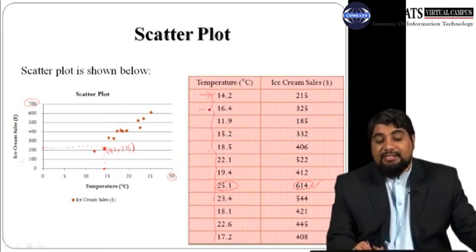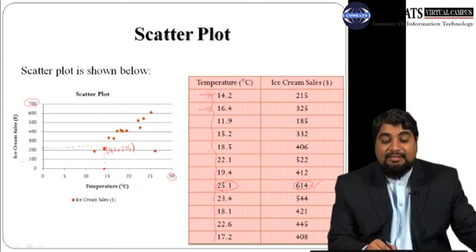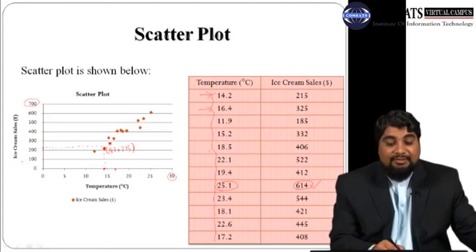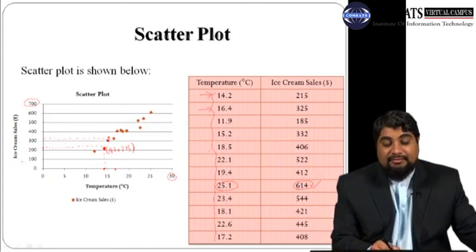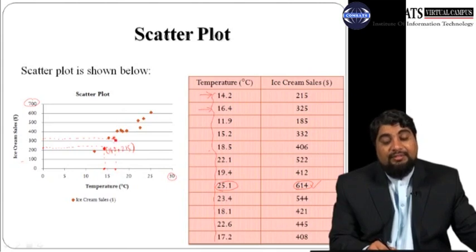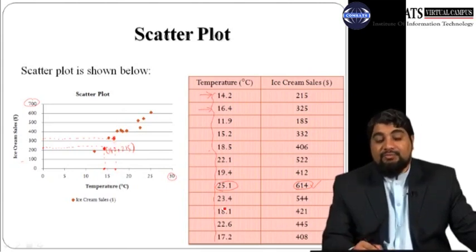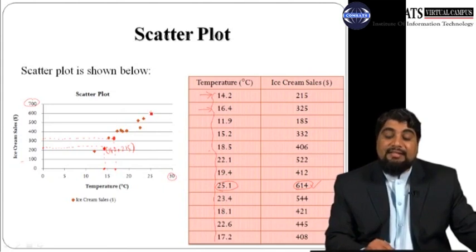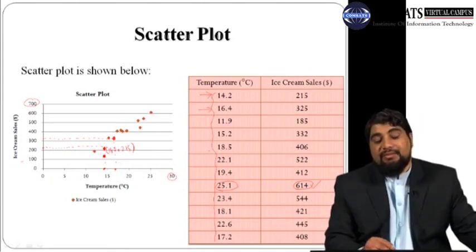Similarly, 16.4 along the x-axis, which will be somewhere here, and along the y-axis we have 325. So 325 is around here. So join these two points. So this is the dot. Similarly, following this procedure, you can trace this graph. All these dots have been drawn this way. So this is how we can construct a scatter plot.